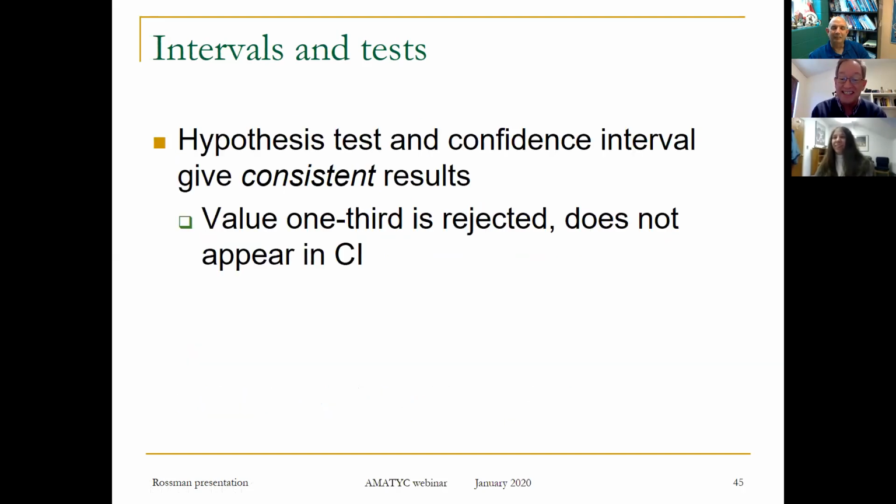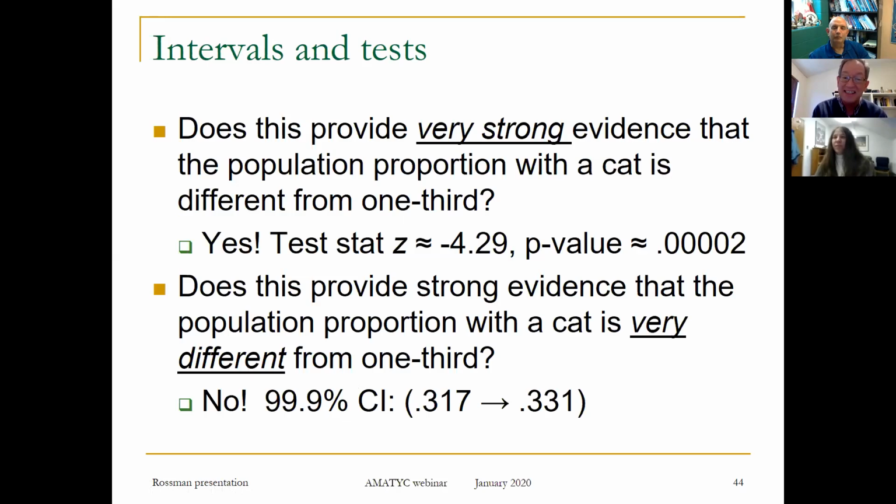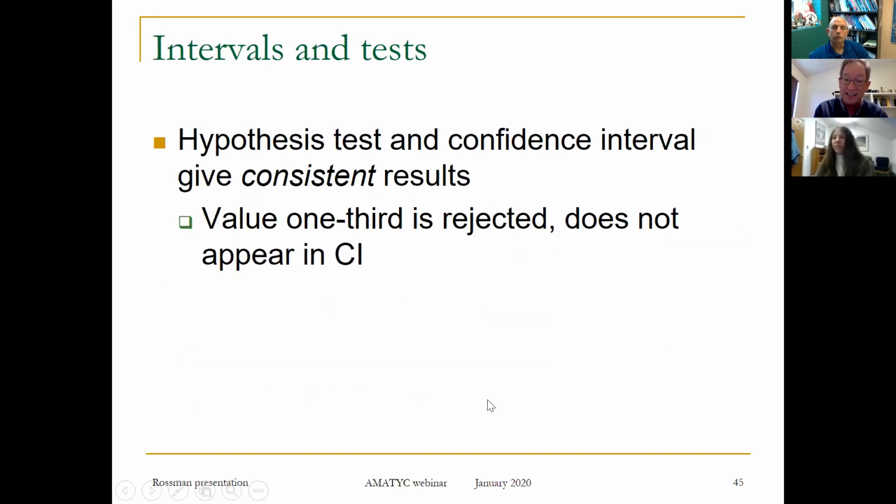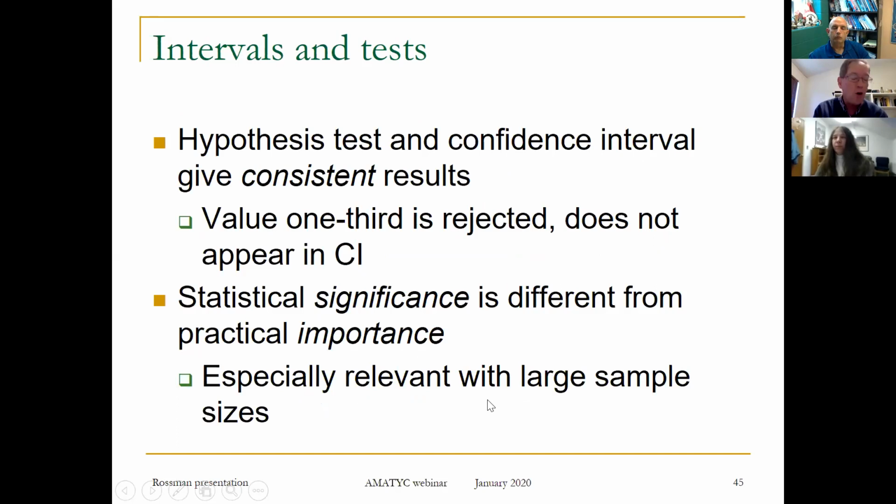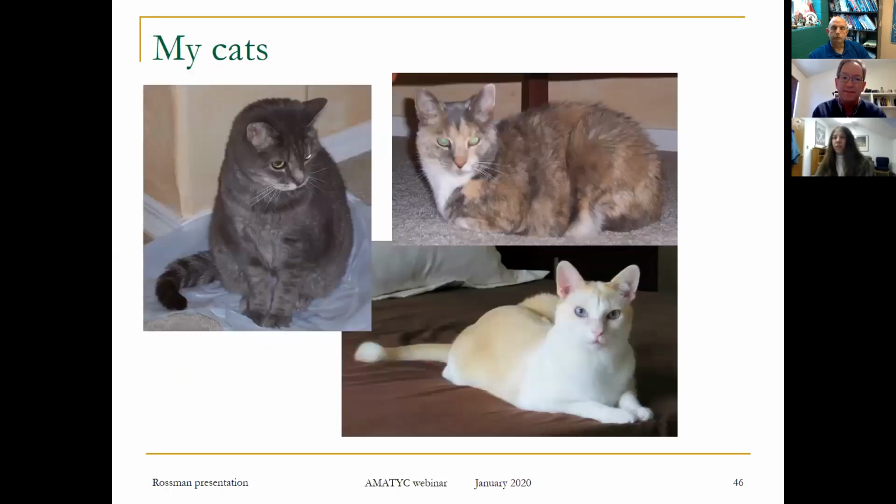Are these consistent? Yes, they're consistent. The test said we reject the value 1/3. The interval does not include the value 1/3. The test and the interval are consistent. But notice that the whole point here is statistical significance is very different from practical importance. And that's an especially relevant consideration with large sample size, such as 47,000 households.